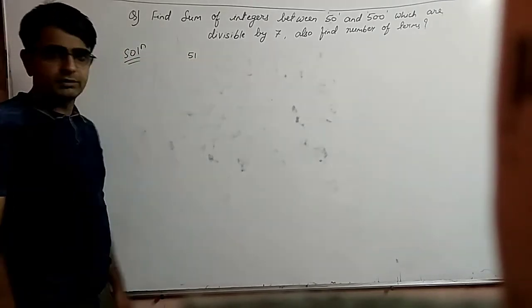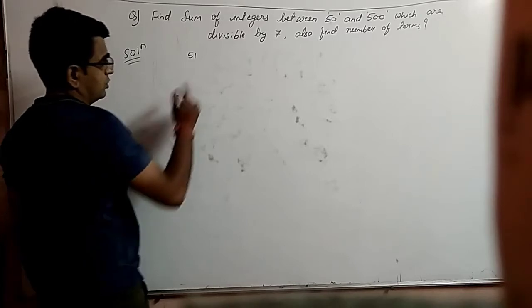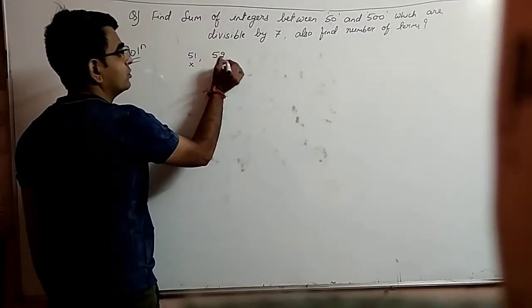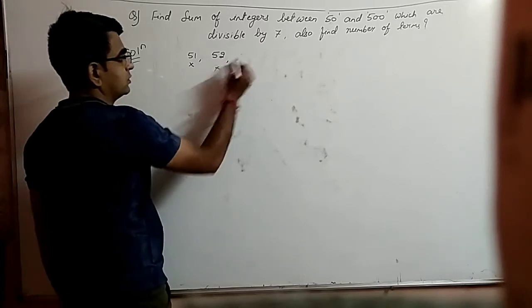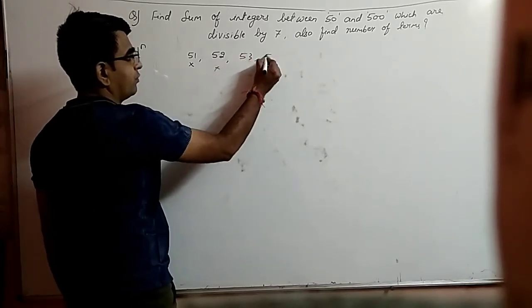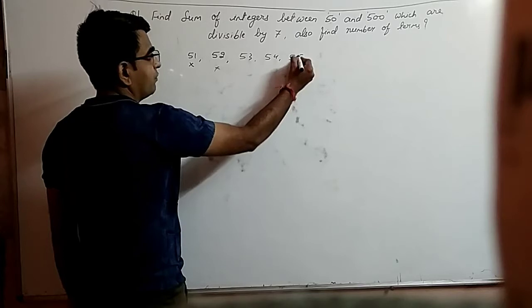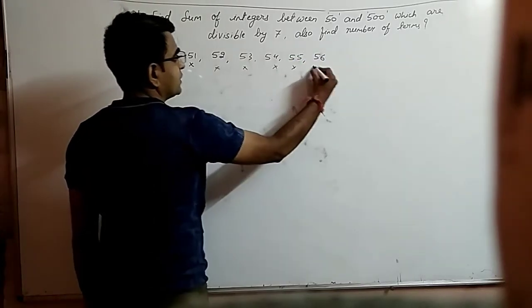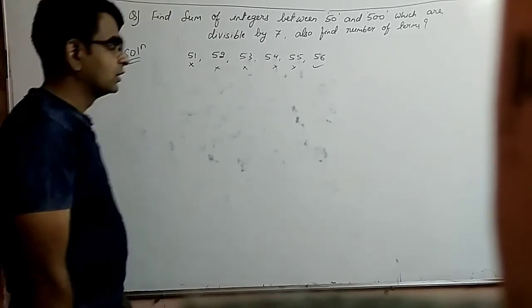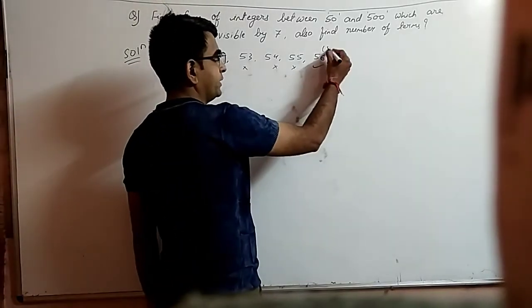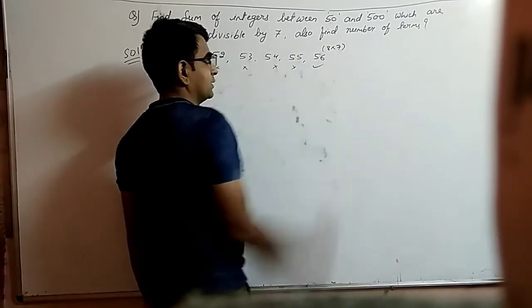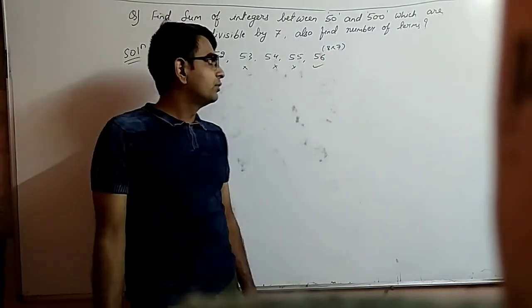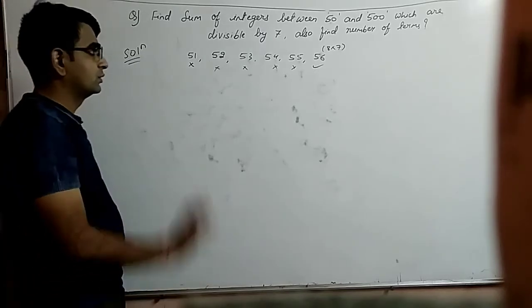51, is it divisible by 7? No. 52, no. 53, 54, 55, 56. 56 is divisible by 7. We all know that 8 7s are 56. So our series will start from 56.